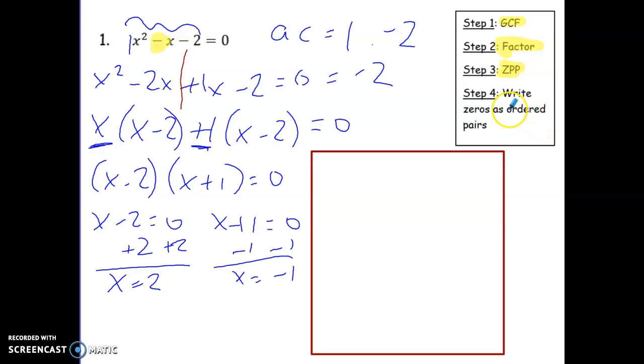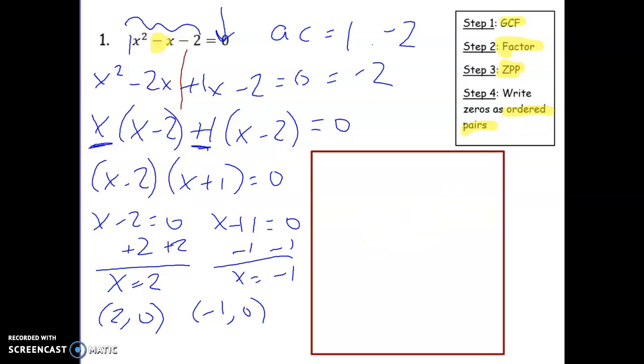And now the last thing I want to do is write those as ordered pairs. So if I take this and I remember that my zeros find for me the x-intercepts, well, I remember that for the x-intercept, y is always 0. That's why we have this 0 right here. And on this one, I have -1, 0.